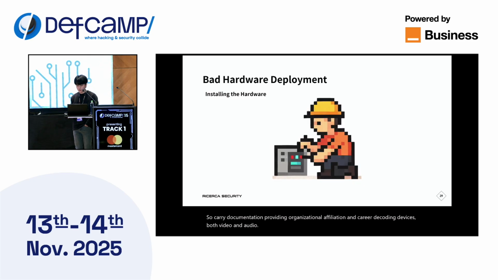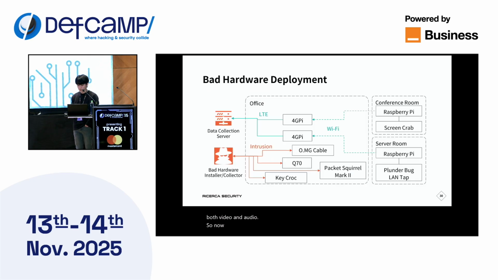So now let's go install the hardware. As an installation example, we install Screen Grab, the screen capture device, in conference rooms. We also install LAN-tap in server rooms. These devices aggregate collected information to a Raspberry Pi via Wi-Fi. They exfiltrate via LTE. Exfiltration via LTE is difficult to detect, so it is essentially indistinguishable from employees using smartphones. So other devices can also be installed throughout the office.